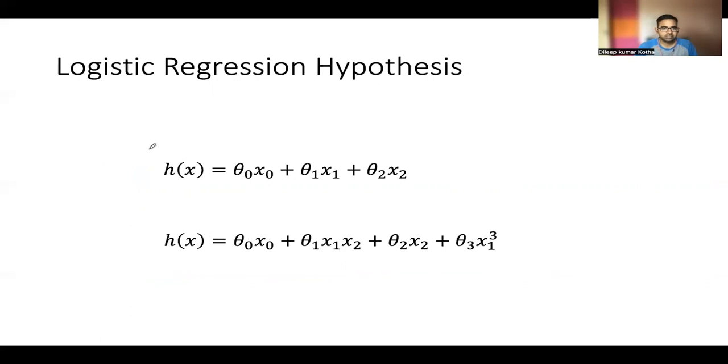So this is the logistic regression hypothesis. Whatever features we have, we multiply them with the weights to get the hypothesis. This is for the linear hypothesis, and if you want a non-linear hypothesis, we can go in this manner. But this is computationally intensive compared to neural networks or support vector machines. Here we are going with a higher degree polynomial, that's why we get non-linear decision boundaries.